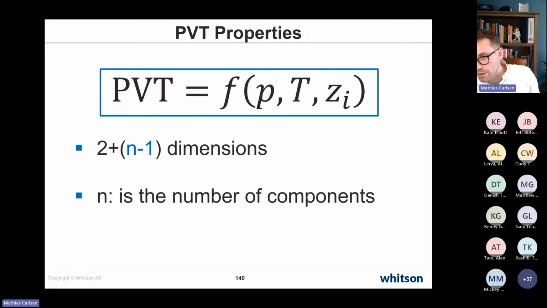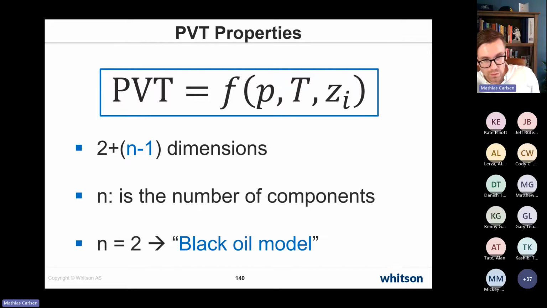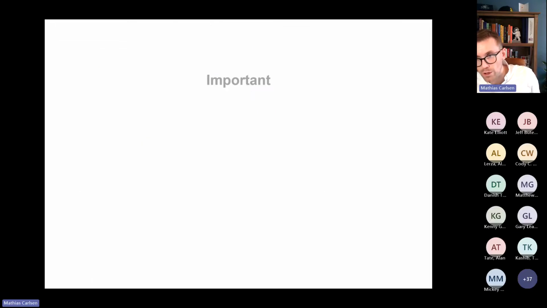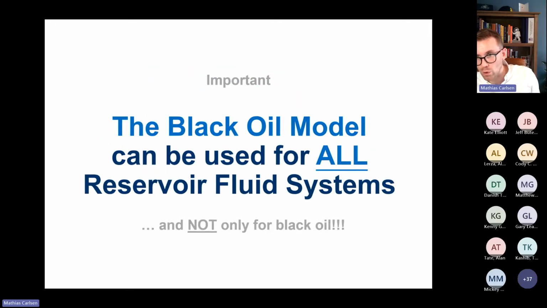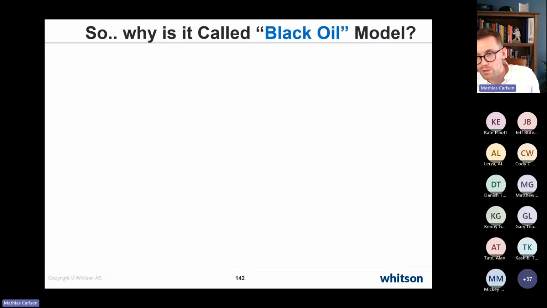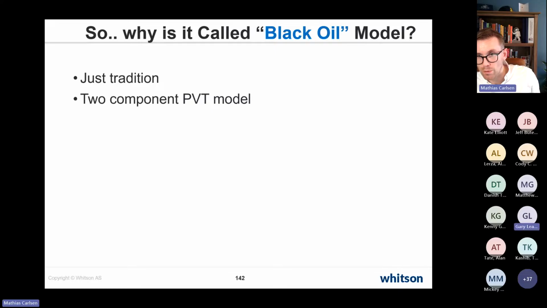It's impossible to visualize. But the nice thing is, if we simplify our world into components of 2, then we're dealing with what we call the black oil model. And here it's important to understand that the black oil model can be used for all reservoir fluid systems, not only for black oils. The reason it's called black oil is just tradition: when it was introduced, it was a 2-component PVT model.